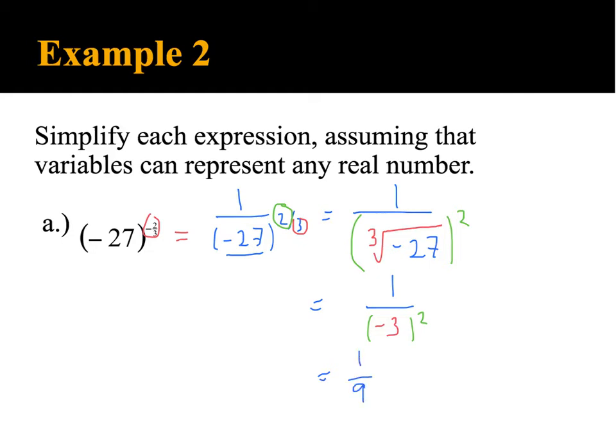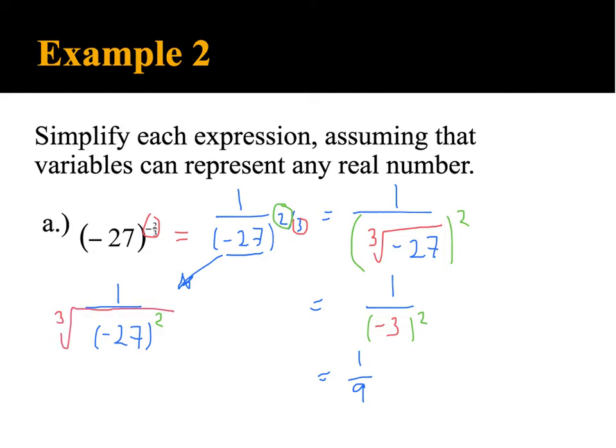Okay, so this is one way to think about this. A different way that you could have thought about it, but I think it makes it a little bit tougher, so I'm going to write it over here to this side, is that you could have said, oh, let me square first. Let me take the negative 27 and let me square it. But then after I've squared it, I want to take the cube root of it.